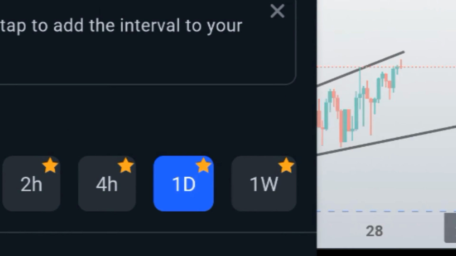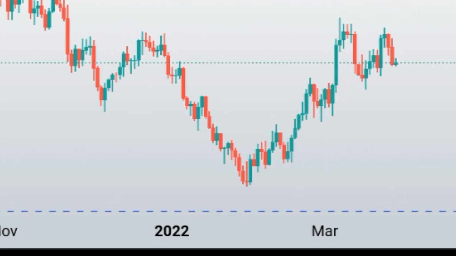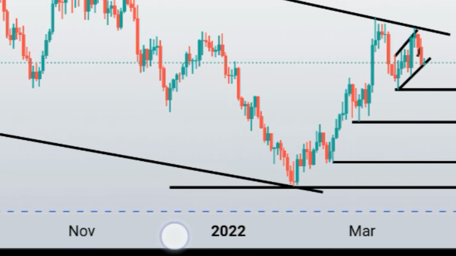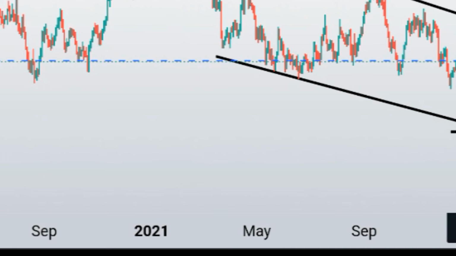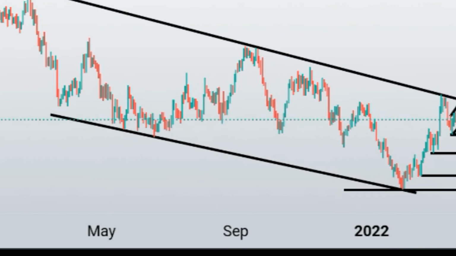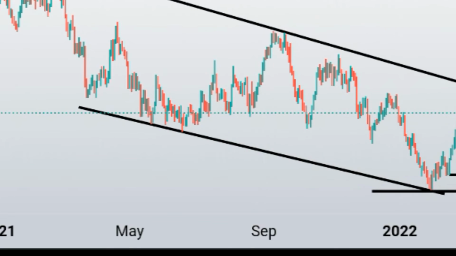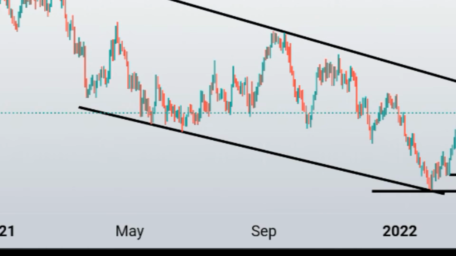So let's go to the last pair, the last but not the least, NZDCAD. On NZDCAD, we are going to start from a higher time frame also, which is what? The daily time frame. Reason being that we start from a higher time frame because we want to know the overall direction. On the daily time frame, I have a descending channel. So for a descending channel, I'll be looking for what? Selling opportunities. Reason being that I want to go with the trend, not against the trend.